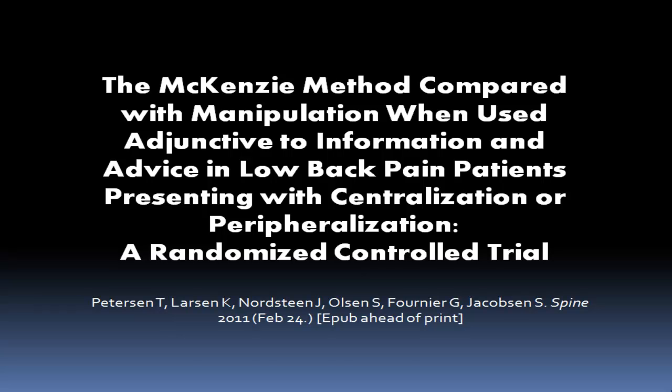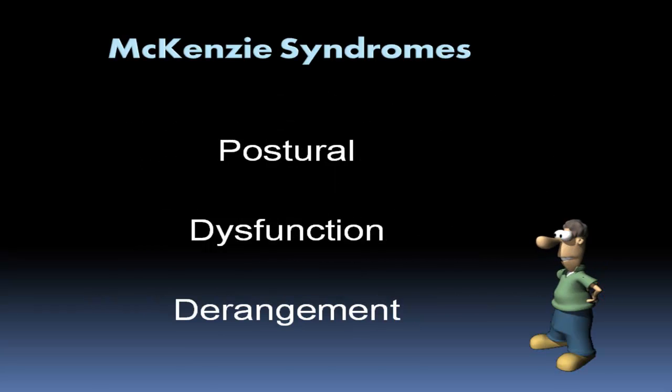of this study. The approach was stumbled upon by Robin McKenzie, a physiotherapist, in 1959, through observation of patients and the response to various held or repeated positions. This led to a categorization into 3 syndromes of low back and eventually also neck pain: the postural syndrome, the dysfunction syndrome, and the derangement syndrome.